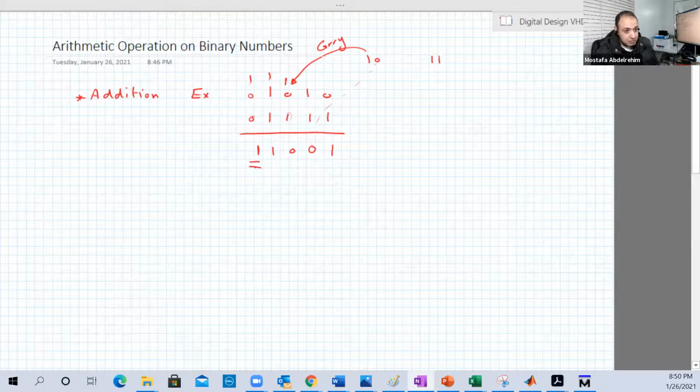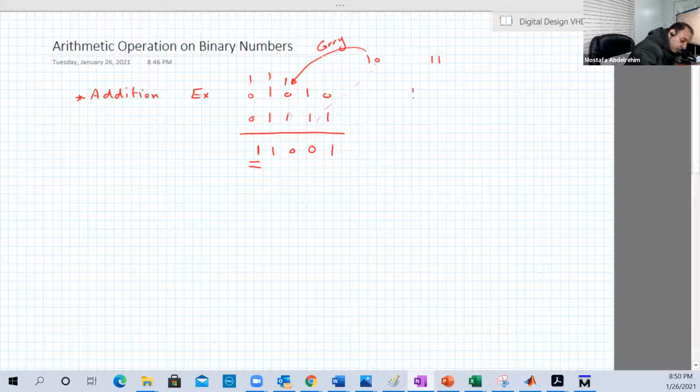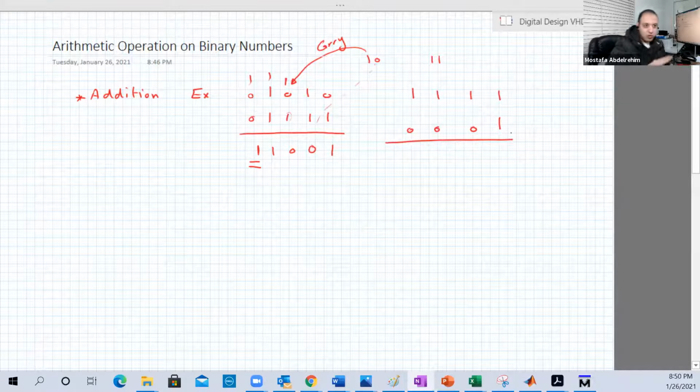So when you add two n-bit numbers, the summation can be n or n plus 1 bits. Here it's an n plus 1 bit number. Basically, if you add 15 plus 1, let's do that for example. 15 is just 4 ones, and I will just add 1 here. This for sure will give us 16, which is 5 bits. Let's do it.